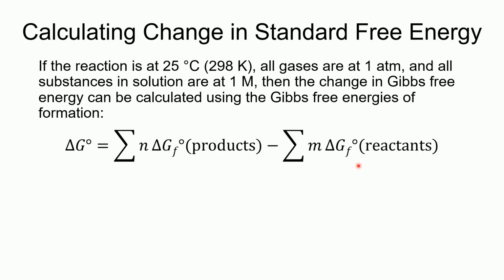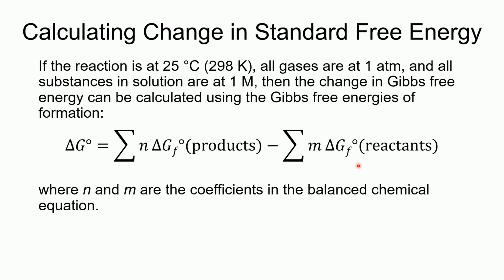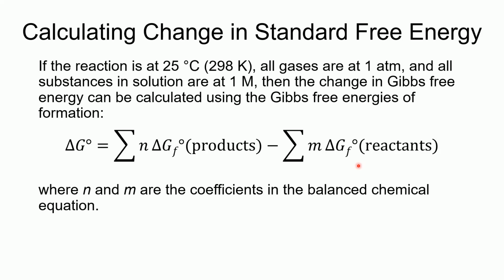This is just like the one that we saw for entropies a little while ago, and it's also very much like the one we saw for enthalpies back in chapter 5. And then here the quantities N and M are the coefficients in the balanced chemical equation. So that is how we calculate that. Now, I'm going to show you how to use this, and then we're going to do an in-class assignment problem.